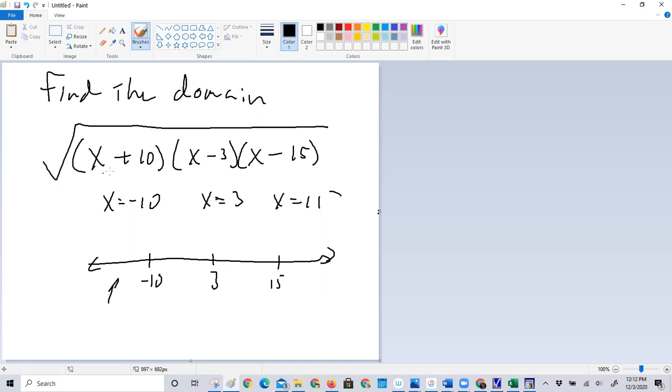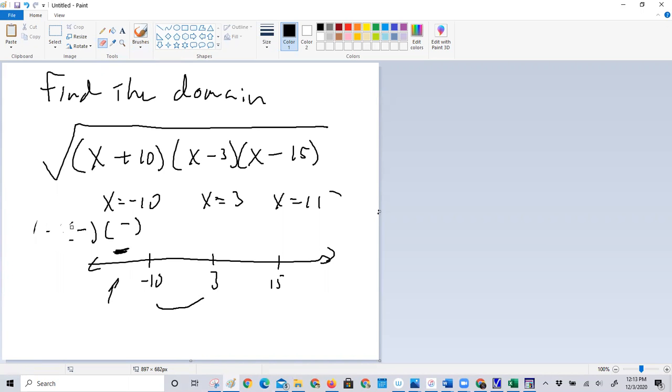So -20 plus 10 will be a negative number. -20 minus 3 is a negative number. And -20 minus 15 is another negative number. So a negative times a negative times a negative is negative. So anything less than -10 is going to be a negative number. Then I'm going to pick a number between -10 and 3. Well, 0 works pretty well for that.